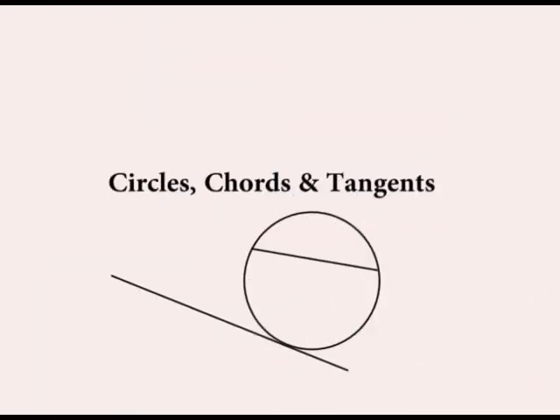Chapter 7: Circles, Chords and Tangents. Now we know that a chord is a straight line joining any 2 points on the circumference of a circle. We start by looking at the perpendicular bisector of a chord.